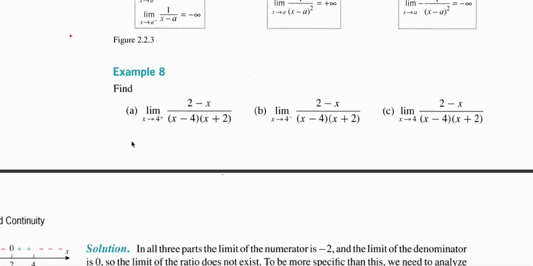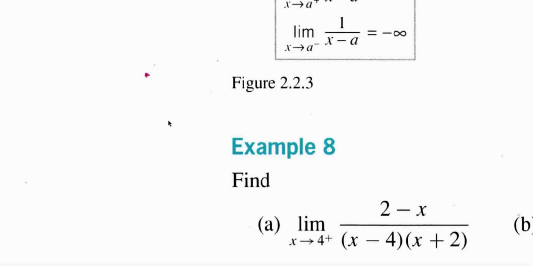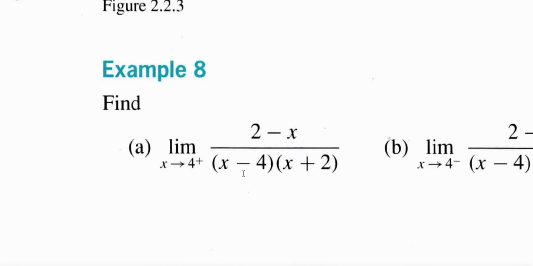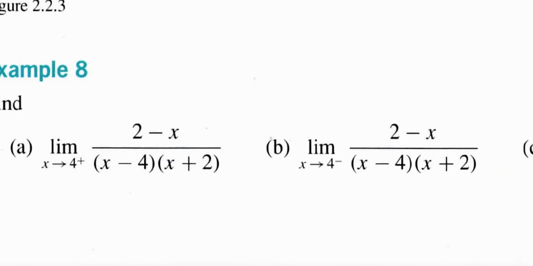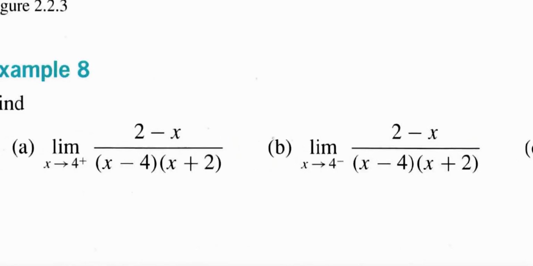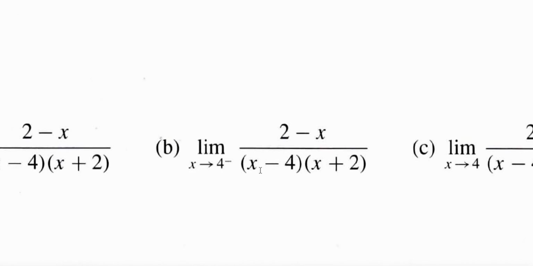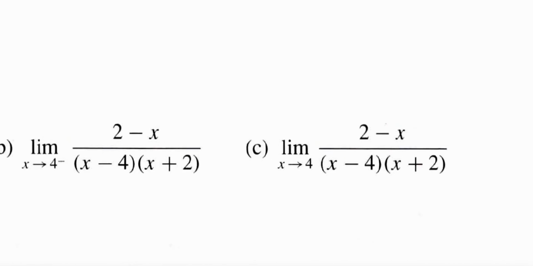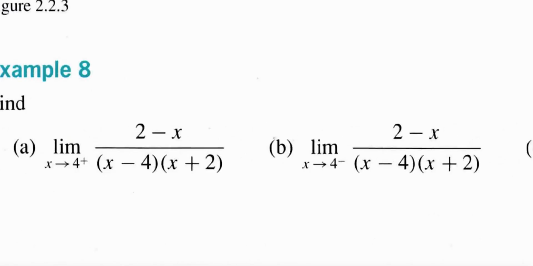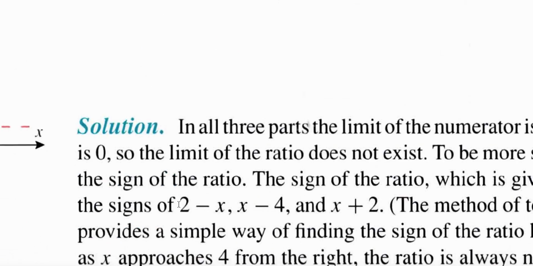All right, let's go ahead and find the following limits. The limit as x goes to 4 from the right of 2 minus x over x minus 4 times x plus 2. The limit as x goes to 4 from the left of 2 minus x over x minus 4, x plus 2. And the limit as x goes to 4 of 2 minus x over x minus 4, x plus 2. Let's see how they handle this situation.